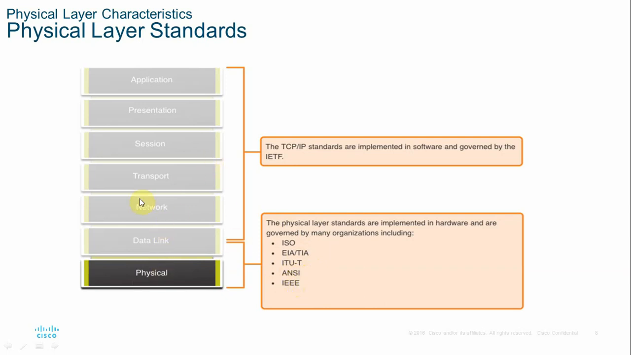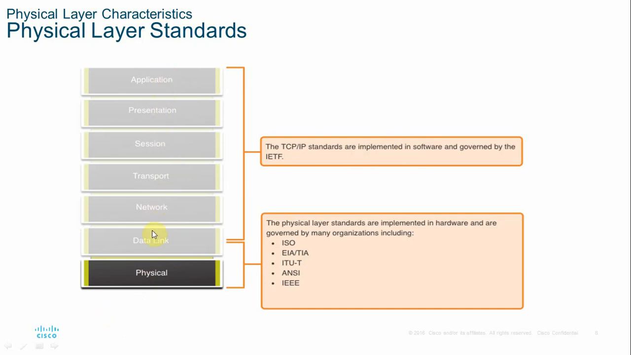Which OSI layer is implemented in hardware? That is, the physical layer. All the remaining layers in the OSI model (application, presentation, session, transport, network, data link) are implemented in software. Okay, remember this. Only one layer is implemented in hardware, and that is physical. Why is it like that? I will tell you.